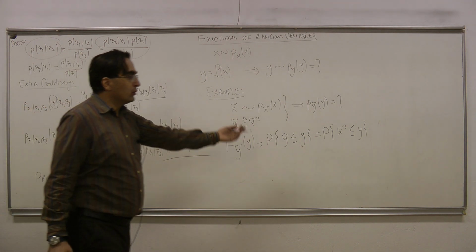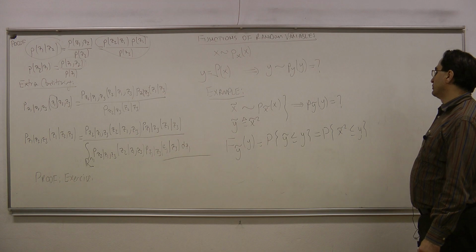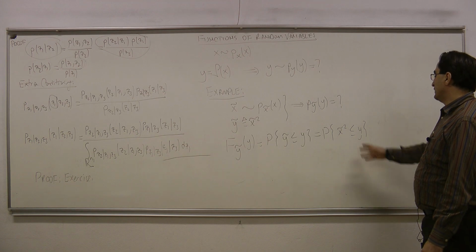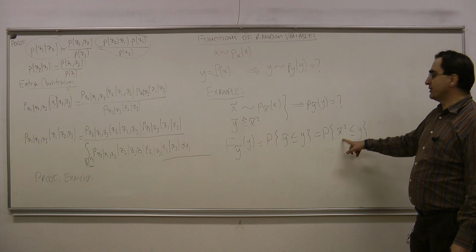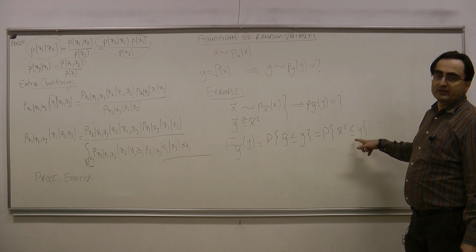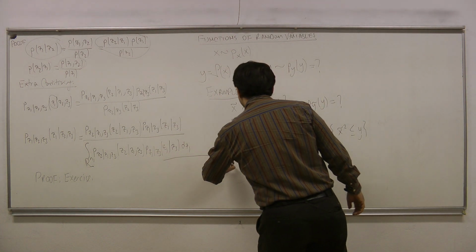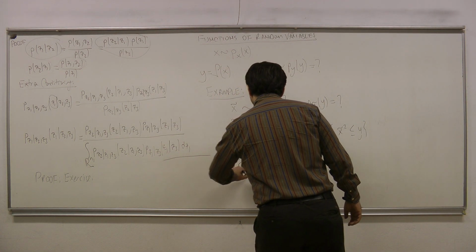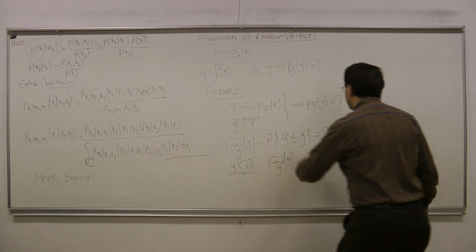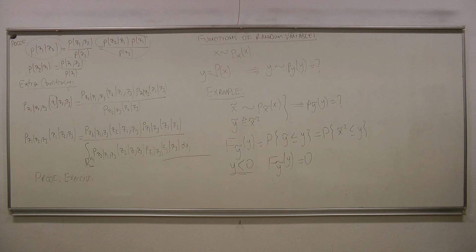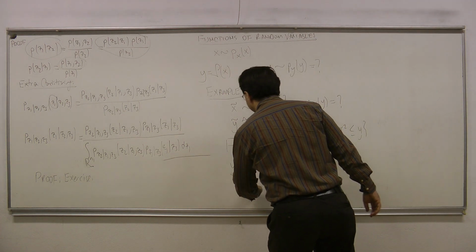Now, depending on the value of y, this probability would change. If y is negative, then the square of a real variable can never be smaller than or equal to a negative number. That means that if y is negative, then F y tilde of y is equal to 0, because this probability will be equal to 0 in that case.